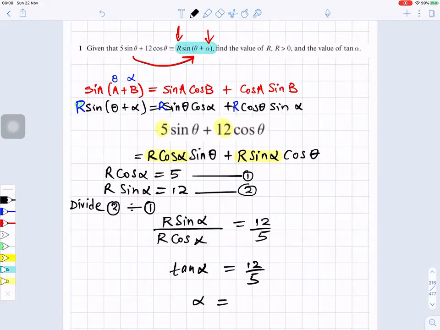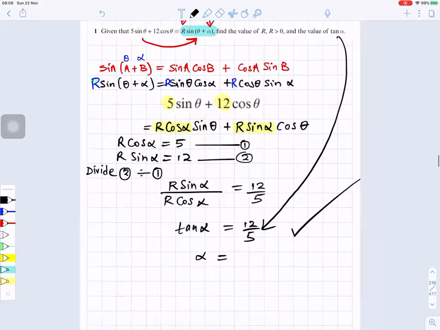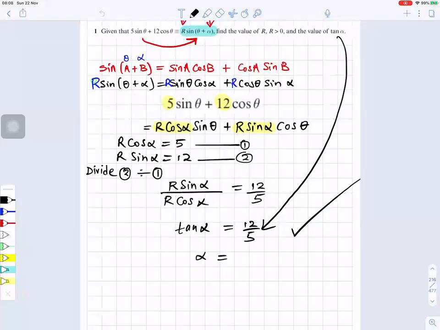Okay, they said find the value of tan alpha. We don't even need to change it. We've already got it. You see what the question says? We don't need to even change to the angle. It just says find the value of tan alpha. So we just leave it like that. So we already got the answer. That's tan alpha. So tan alpha is 12 over 5, and that's what they want.